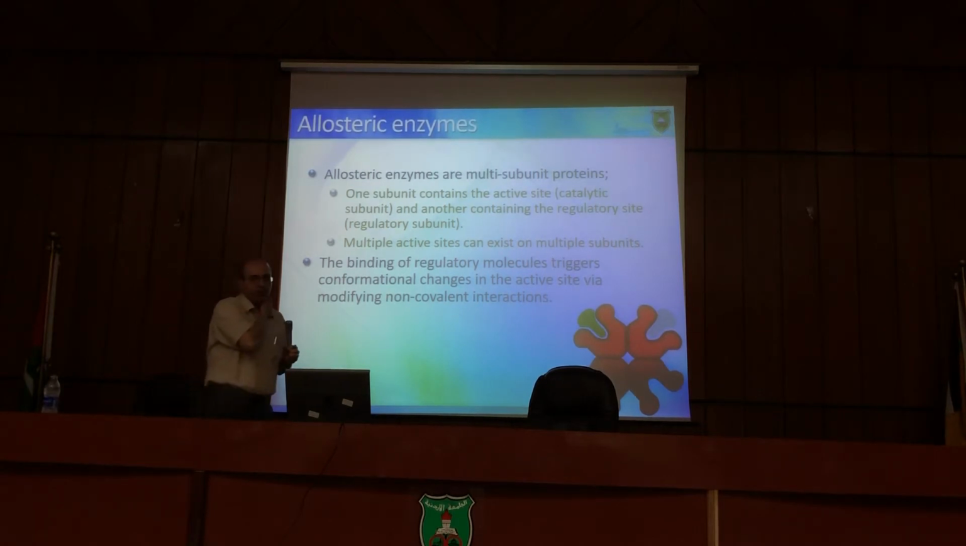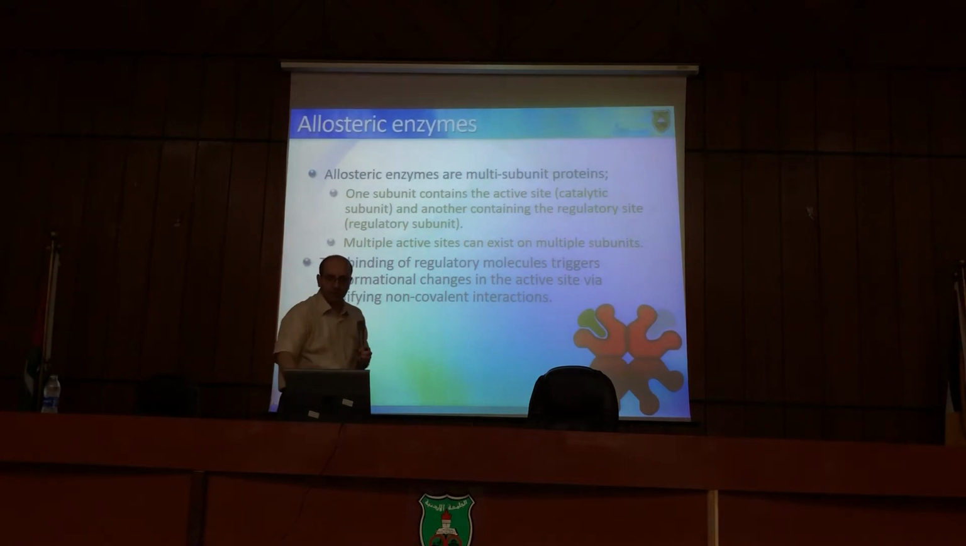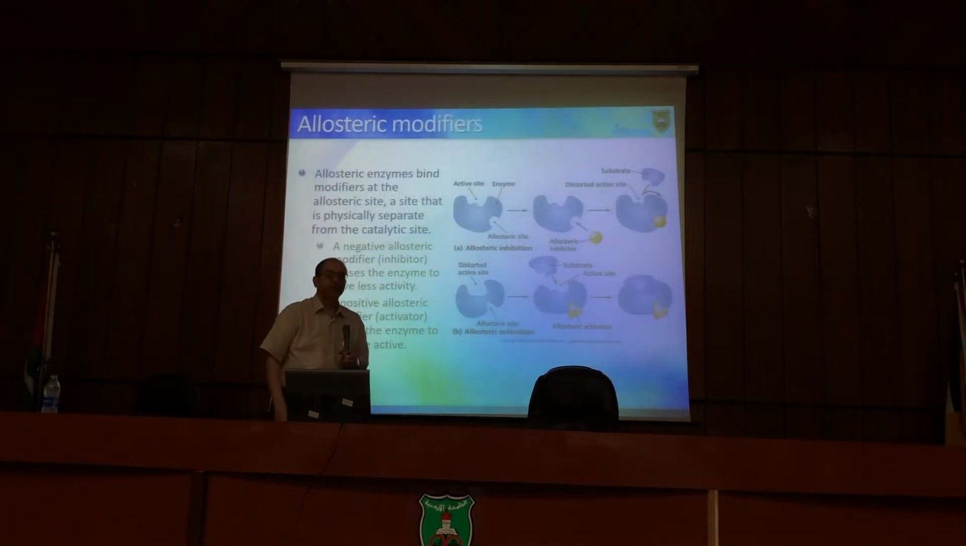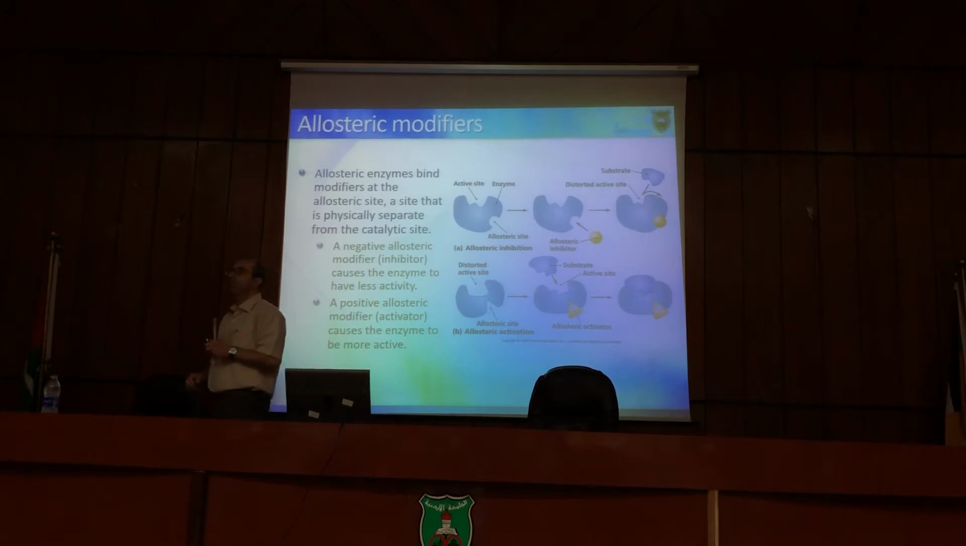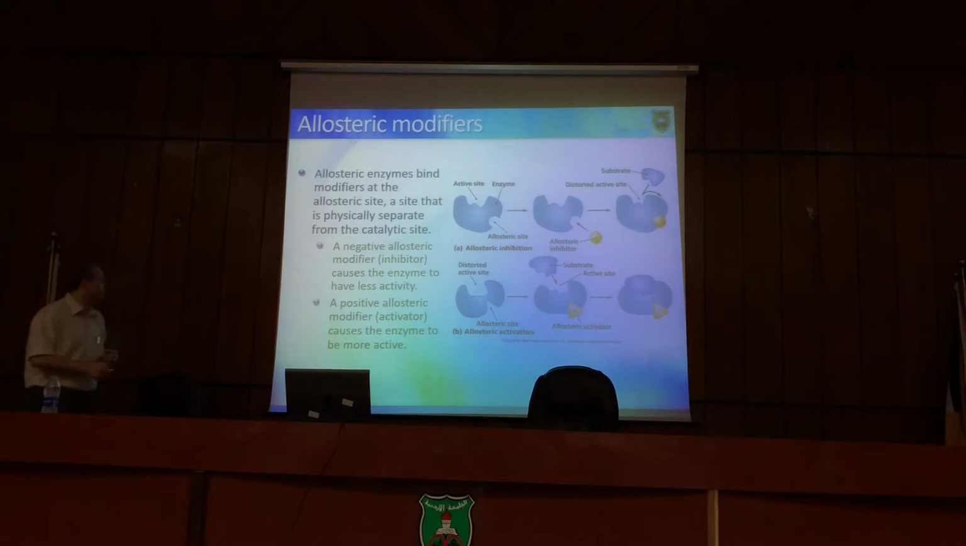Now, regulatory molecules are known as allosteric modifiers. They can be activators. They can be inhibitors as well. So you can have negative allosteric regulation, where you have an inhibitor binding to a site other than the active site, and they change the structure of the catalytic subunit. They change the structure of the active site, inhibiting the enzyme reaction.